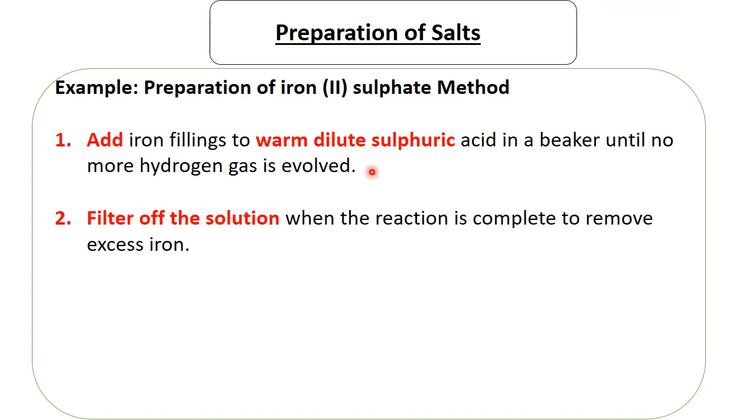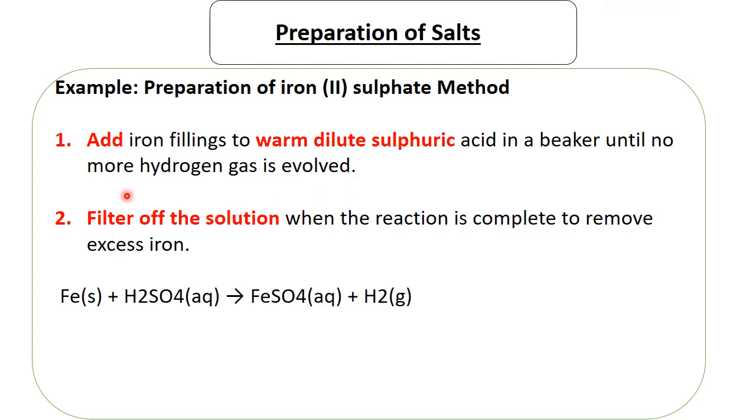So when you do that, what next? The next is to remove the excess iron. Remember, you were adding till the bubbles were no longer forming. So the additional iron filings that you added are nothing but just excess iron filings. So you need to filter them off. You need to take a filter paper, then you filter off the solution so that the excess iron filings can be removed. So this is the reaction.